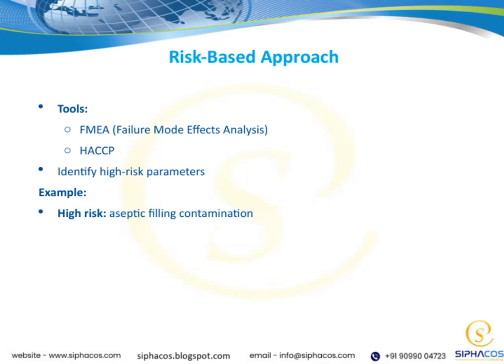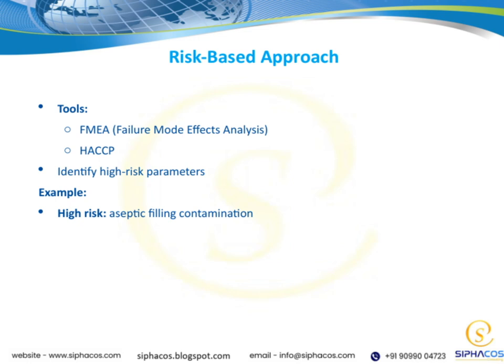Now, let's take a look at some of the essential tools we use in a risk-based approach. One of the key methods is FMEA, or Failure Mode Effects Analysis. This is a systematic way to evaluate potential failures in our processes and understand their impact, so we can prioritize our efforts effectively. Another important tool is HACCP, which stands for Hazard Analysis and Critical Control Points. This approach helps us identify critical points in our processes where hazards could occur and implement controls to prevent them.